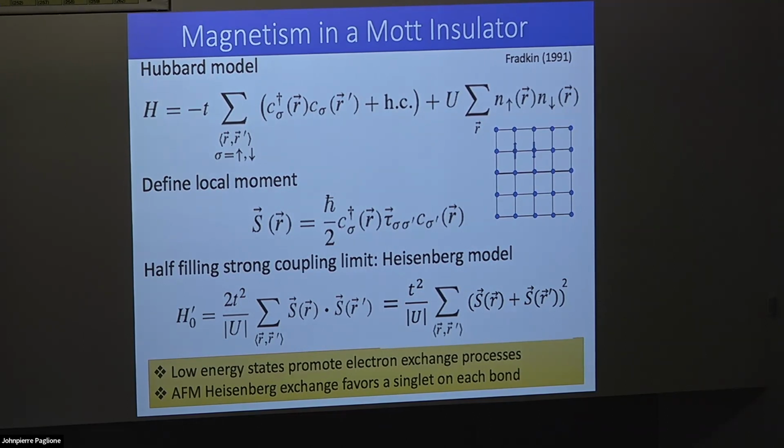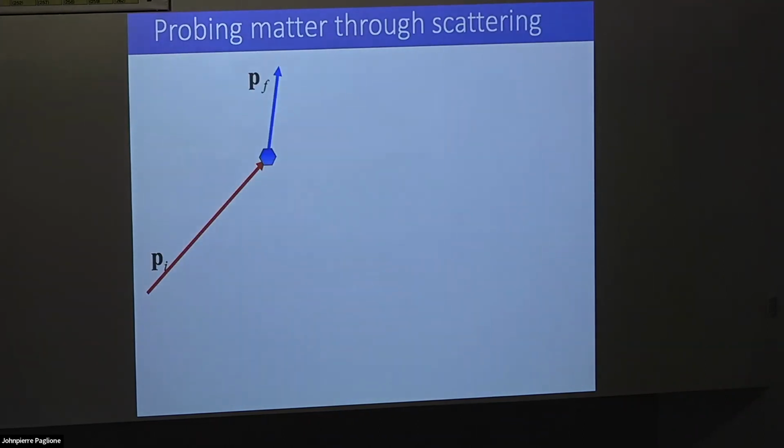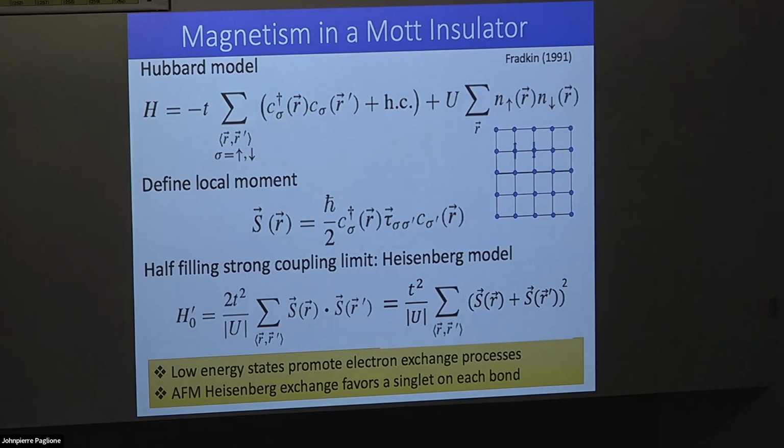And so we should expect to find, in these systems which are Mott insulators with an odd number of electrons per site, with a half-filled band, this kind of tendency towards singlet formation on the sites of the lattice.